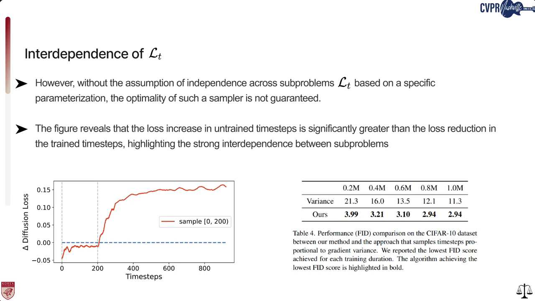Given that gradient variance can differ by up to 100-fold, it is evident that sampling in proportion to the gradient variance alone would likely be insufficient to effectively reduce the loss at later time steps. Through experiment, we confirmed that sampling time steps in proportion to gradient variance yields poor performance compared to our approach.